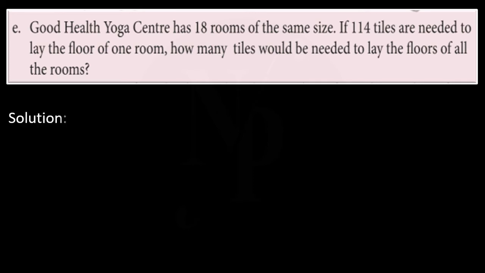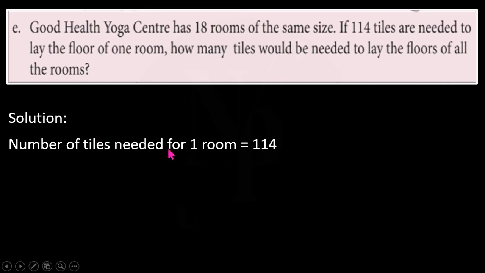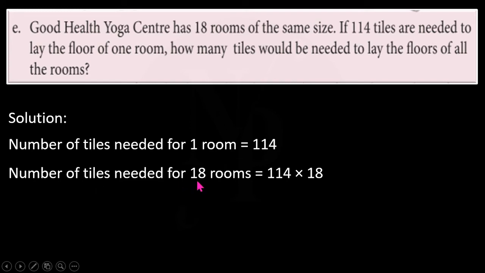Let us find it now. Solution. Number of tiles needed for one room is equal to 114. Number of tiles needed for 18 rooms can be found by multiplying 114 by 18. So let us multiply and find the number of tiles required for 18 rooms. 114 into 18. 8 4s are 32. We write 2 here. 3 is carried forward. 8 1s are 8. 8 plus 3 is 11. 1 is carried forward. 8 1s are 8. 8 plus 1 is 9.